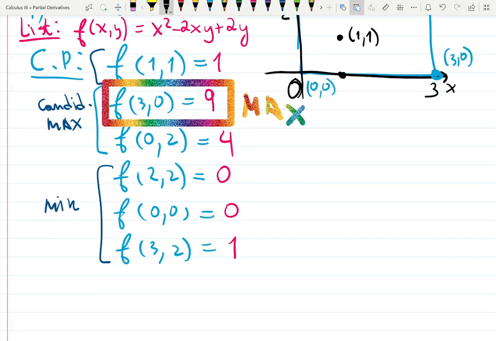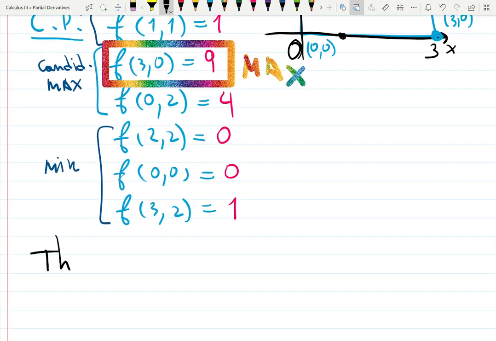This is the rainbow box. So we have the absolute. These are local maximums and minimums. They're candidates to be the global one. The absolute maximum is happening at (3, 0), and the height is 9.